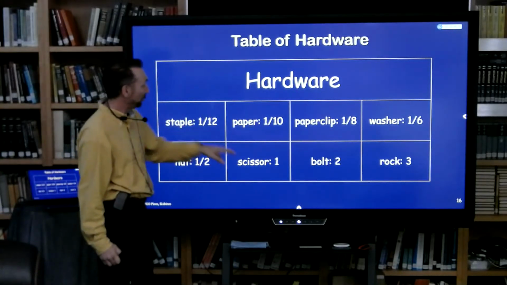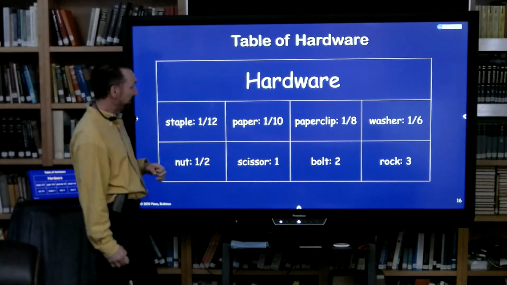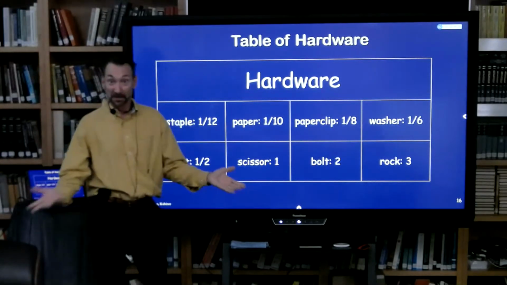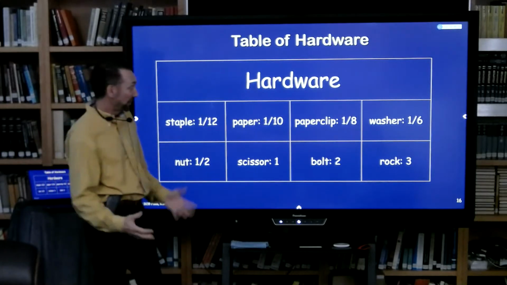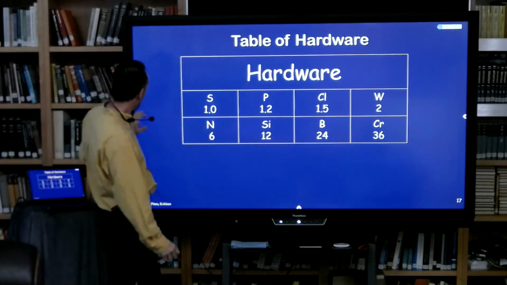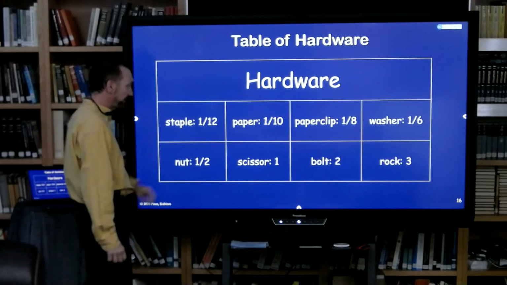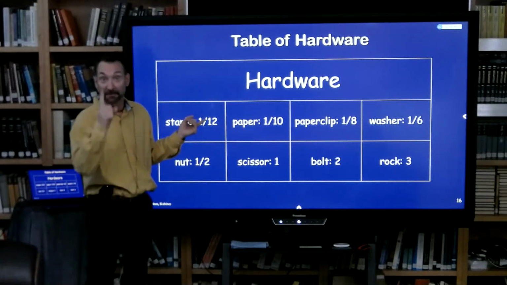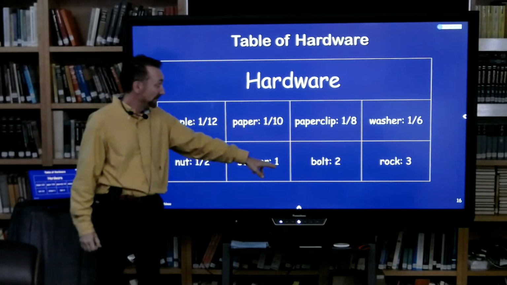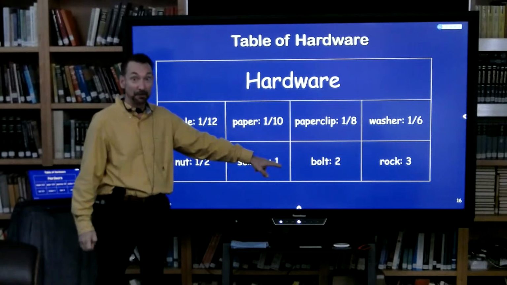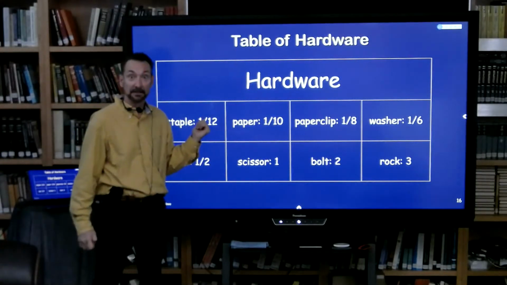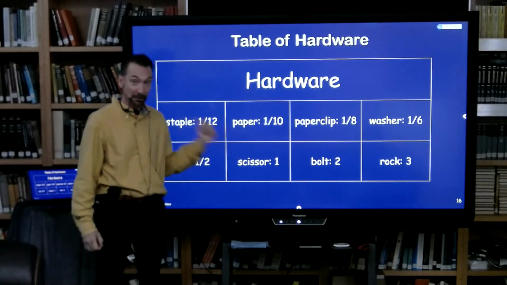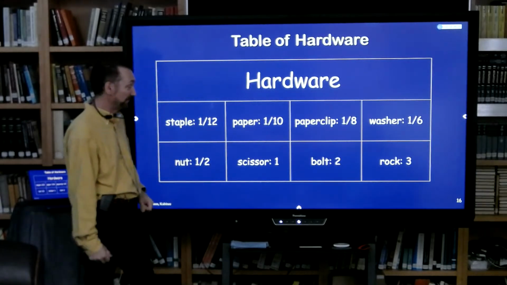So a staple weighs 1/12 of a scissor. We don't know how much a scissor weighs, but if it's a scissor, we could just weigh one of them. If a scissor weighed a gram, then a staple would weigh 1/12 of a gram, one of them. And the units don't matter. If a scissor weighed a pound, then a staple would weigh 1/12 of a pound, or a kilogram. So the units don't matter with the relative mass. It's just what's relative to each other.